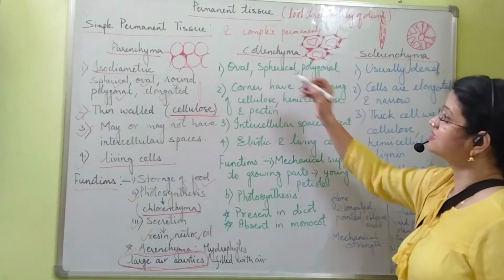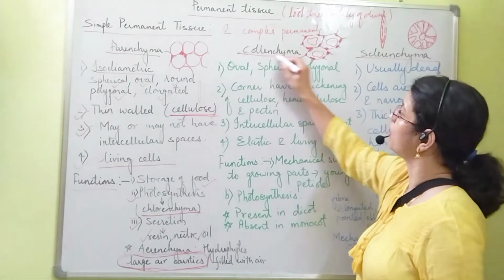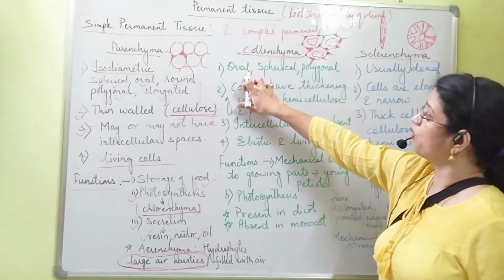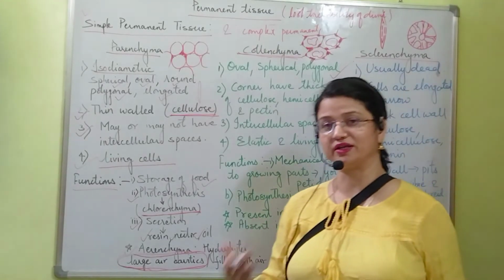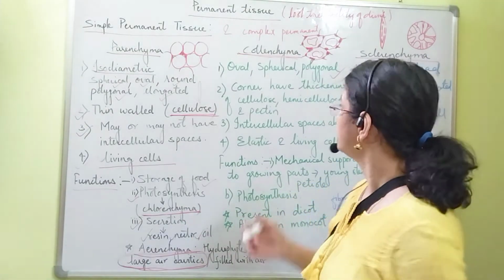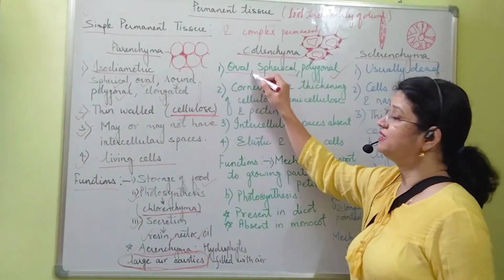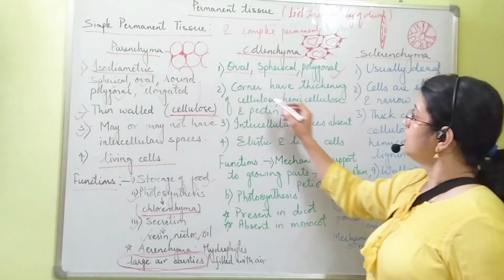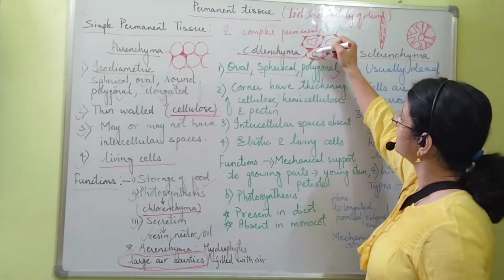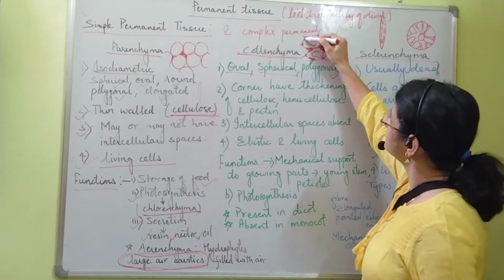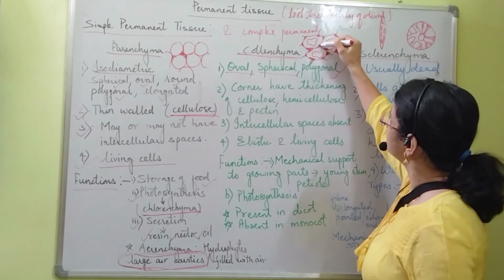Next we will see the next simple permanent tissue, which is collenchyma. These are oval, spherical or polygonal in shape. The shape can be polygonal, having many sides. They can be spherical, they can be oval. Corners have thickening. Now here we can see a collenchymatous cell. Here we can see there is thickening at the corner.